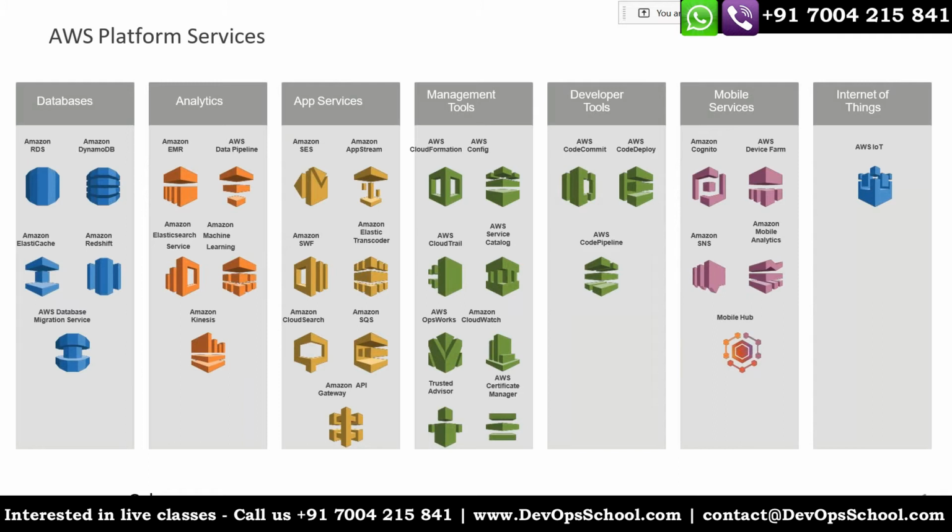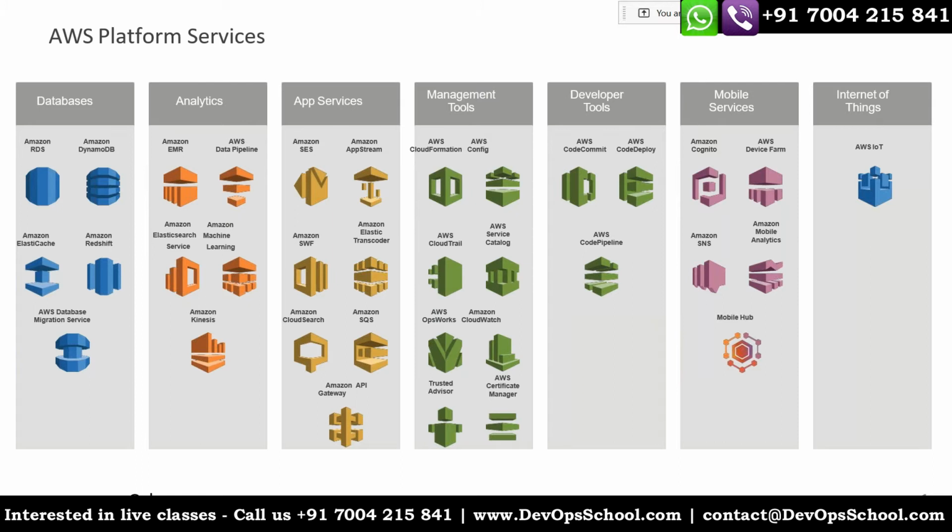Now, these are the platform services. These were the foundation services, and this is the platform services. Here the options we have are database, analytics, app services, management tools, developer tools, mobile services, IoT. I'm not expecting you to remember all these things right now, because one by one we'll go into that. Right now, just understand the scope of AWS, everything you have at AWS.